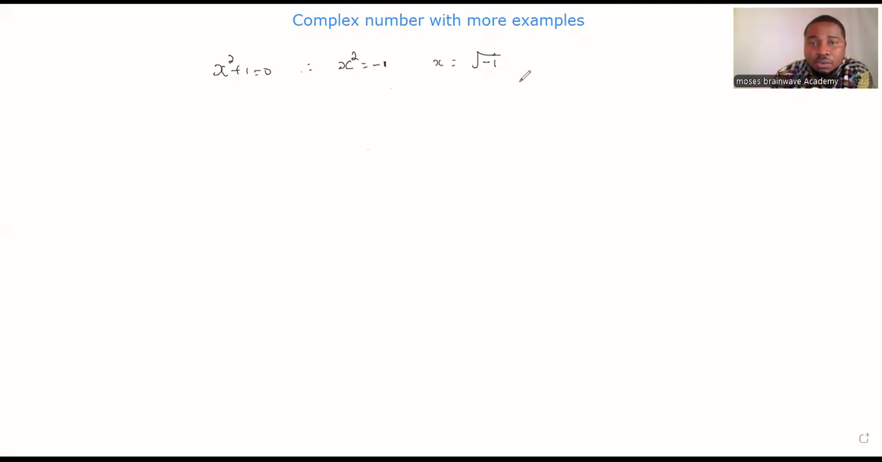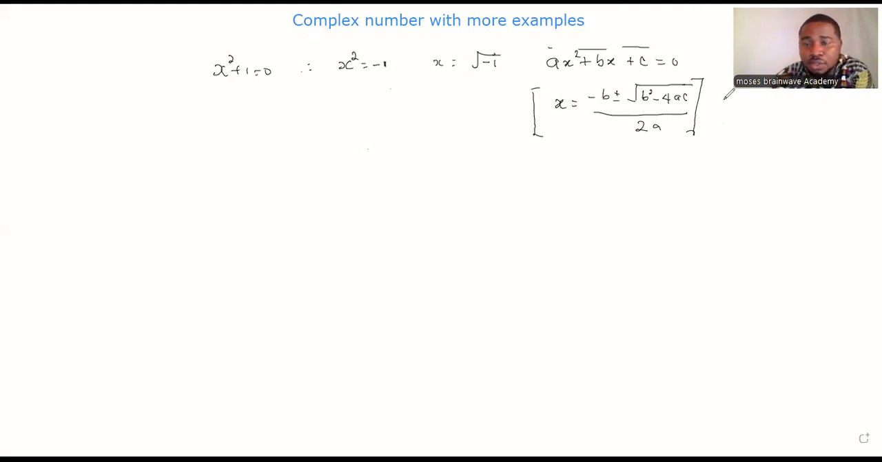Now, before now, we have talked about the quadratic function, which generally is of the form x squared plus bx plus c is equal to 0. Then we have the general formula to obtain the value of x. You can always get it as minus b plus or minus the square root of b squared minus 4ac, all over 2a. This is known as the quadratic formula, sometimes called the almighty formula.